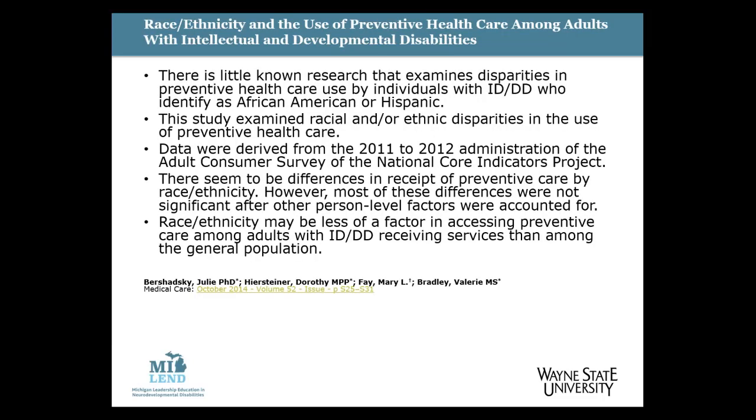There was a study done by Ph.D and others that looked at race and ethnicity and its relationship to the use of preventive health care among adults with intellectual and developmental disabilities. First of all, we know that there is definitely a lack of research that looks at disparities in this community. So this study wanted to examine the data from the National Core Indicators Project more closely. And they found that there were differences in the rates of preventive care by race and ethnicity, but when they looked at other person-level factors, they did not see as much of a difference.